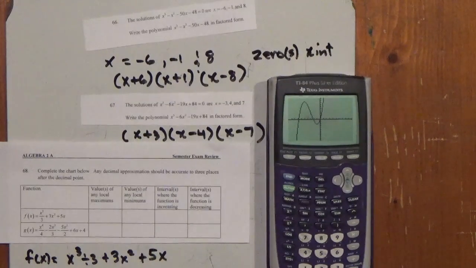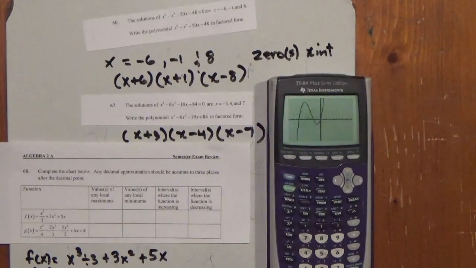We take a look at the graph, and the graph goes sort of like this, which means this is a local min. And this value in there somewhere is a, I'm sorry, that's a local max, and this is a local min. We want to find those values. They're also asking us about where the graph is increasing and where the graph is decreasing.